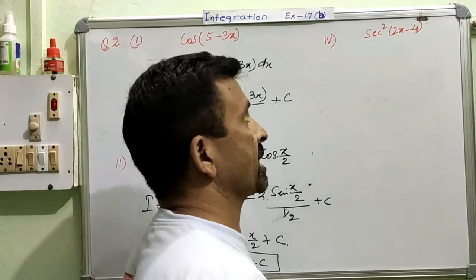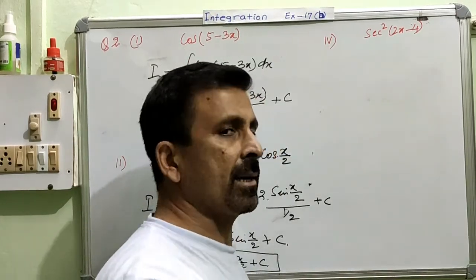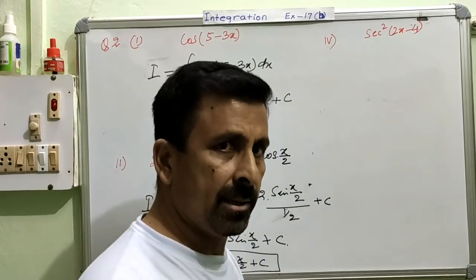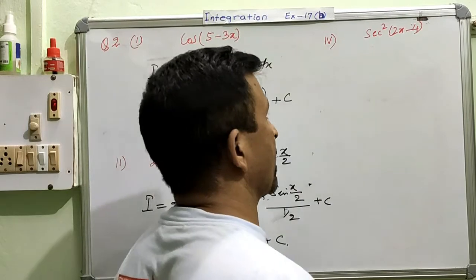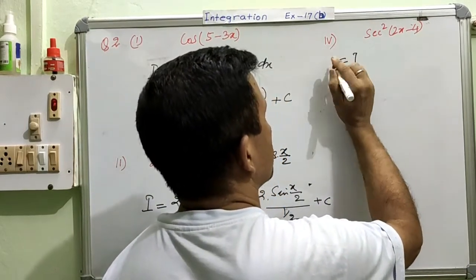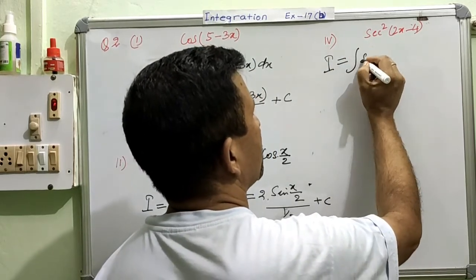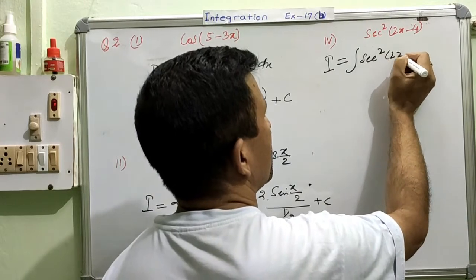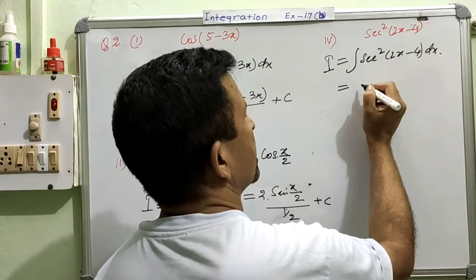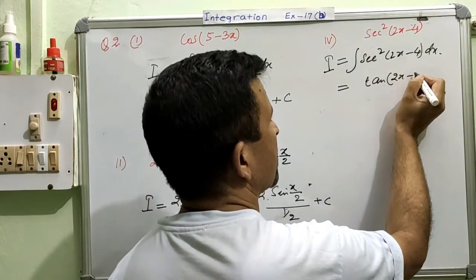So we know that sec square x is the derivative of tan x, right? And when the tan x was positive, its derivative also was positive. So when the quotient is positive, its answer also was positive. Therefore, here also integration, when you calculate, I is equal to the integration of sec square 2x minus 4 dx, right? So integration of this will be tan x, and your x is 2x minus 4.